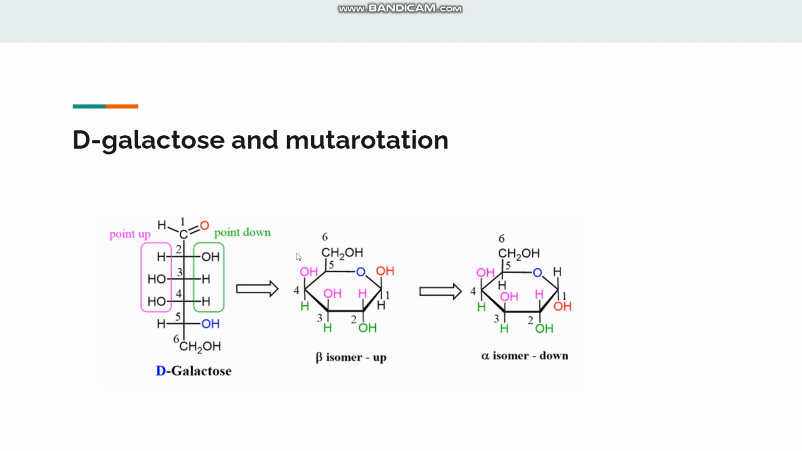So what is mutarotation then? Well, in summary, mutarotation is the process by which the specific rotation of a carbohydrate solution will change over time due to the interconversion between these two anomers. Okay, so this is the simple way to understand it.